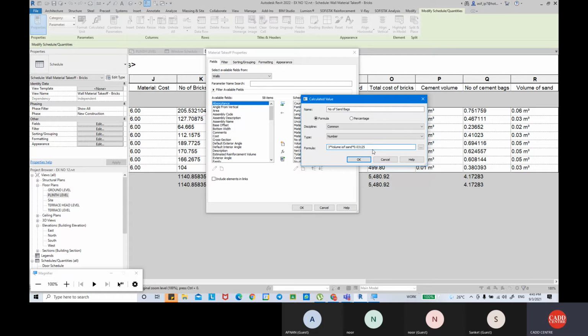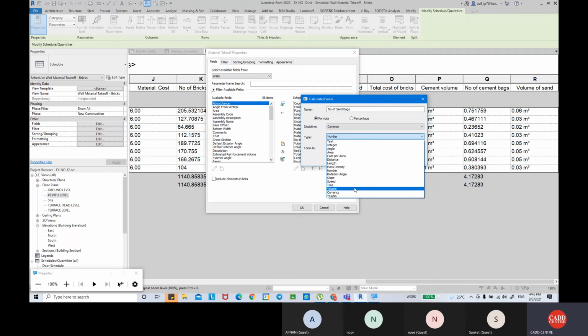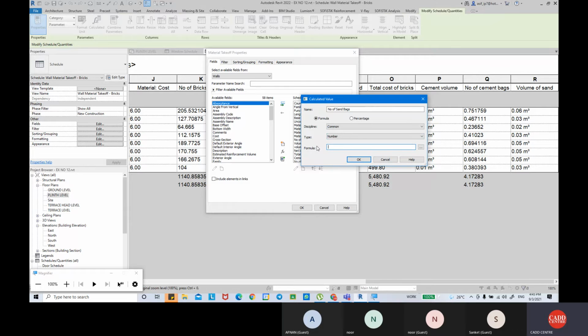So this is not for the number. This is the volume of sand basically. We have found the volume of sand. So we don't need this, this is not the formula. So what would the formula be there?